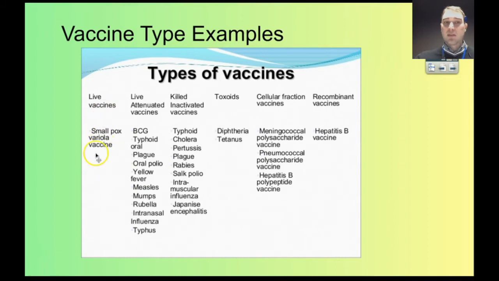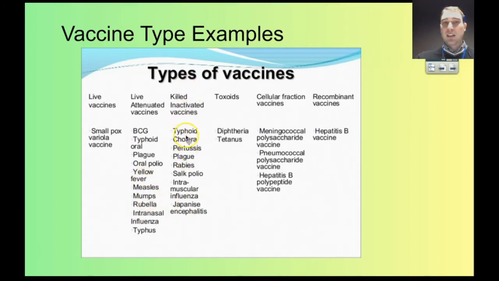So live vaccines aren't really used very often anymore because they're difficult to keep alive and they can be expensive to keep going. So smallpox, for example, we don't really worry about vaccinating for that because it's been eliminated completely from Earth. Live attenuated vaccines, this is where the virus is alive, or the bacteria is alive, but is a very weak strain that doesn't hurt you. So measles, mumps and rubella are those types.